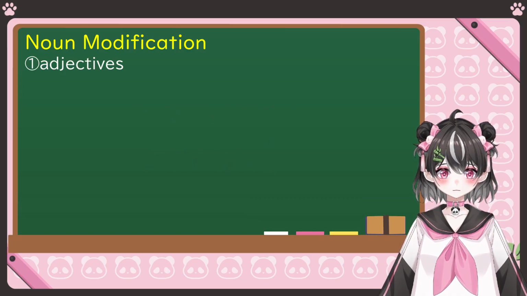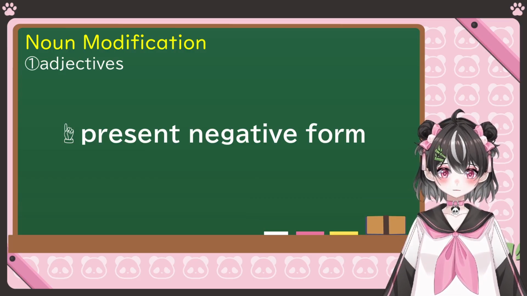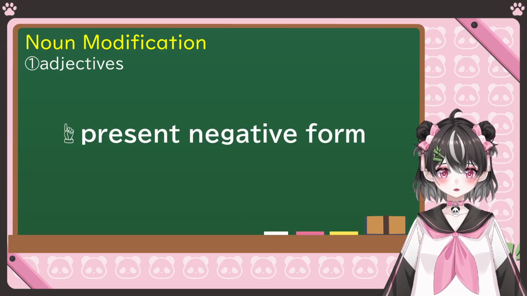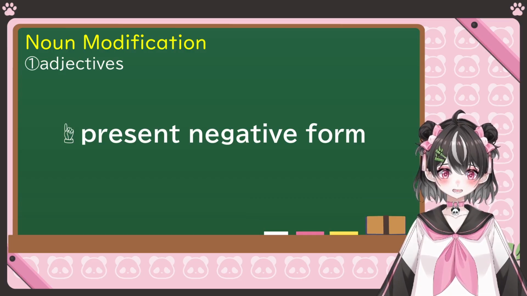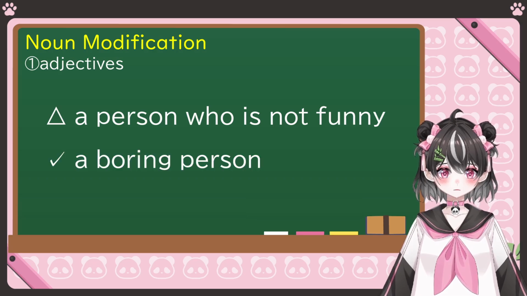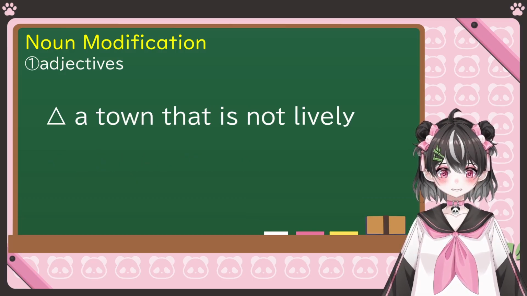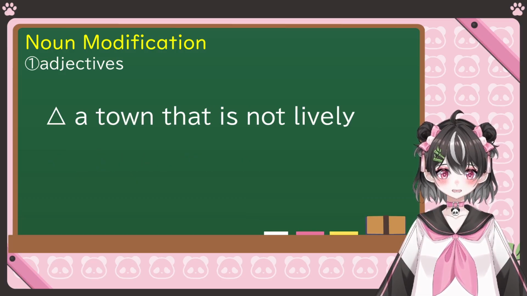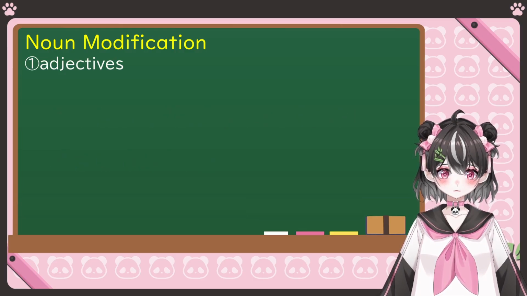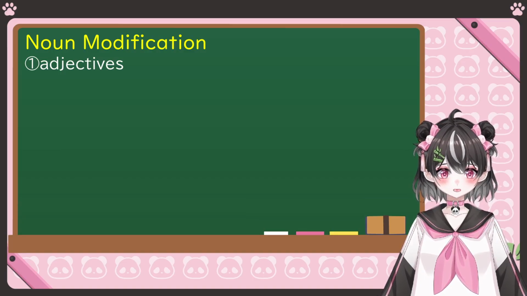Next, we'll look at modifying nouns with negative adjectives. I guess English doesn't really use negative adjectives to modify nouns very often. For example, rather than saying a person who is not funny, English speakers say a boring person. And instead of a town that is not lively, they say a quiet town. English tends to prefer modifying nouns with affirmative adjectives, but Japanese doesn't work that way.